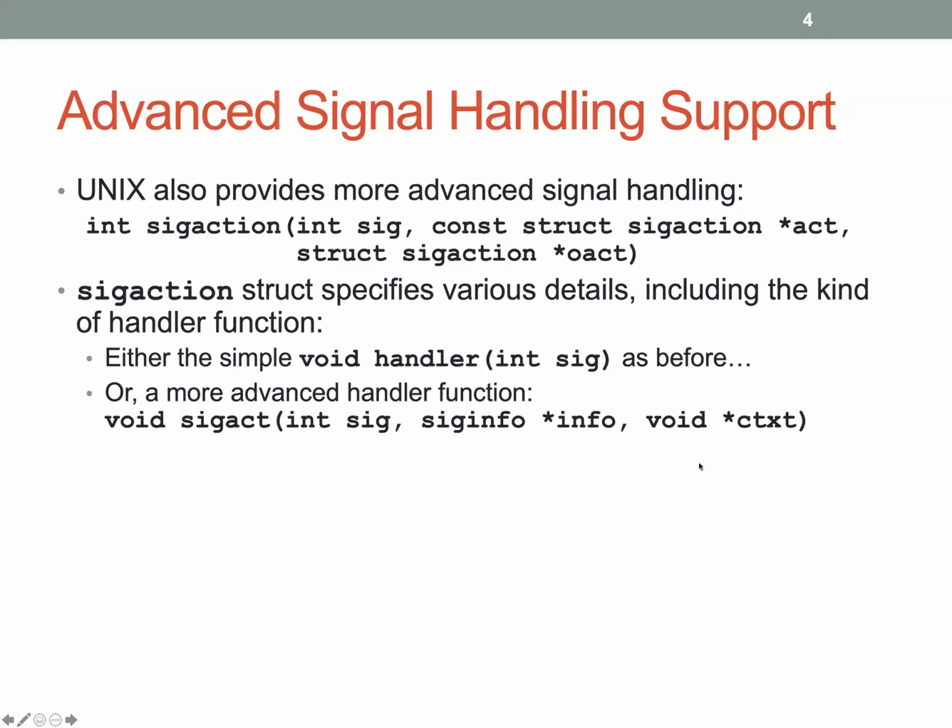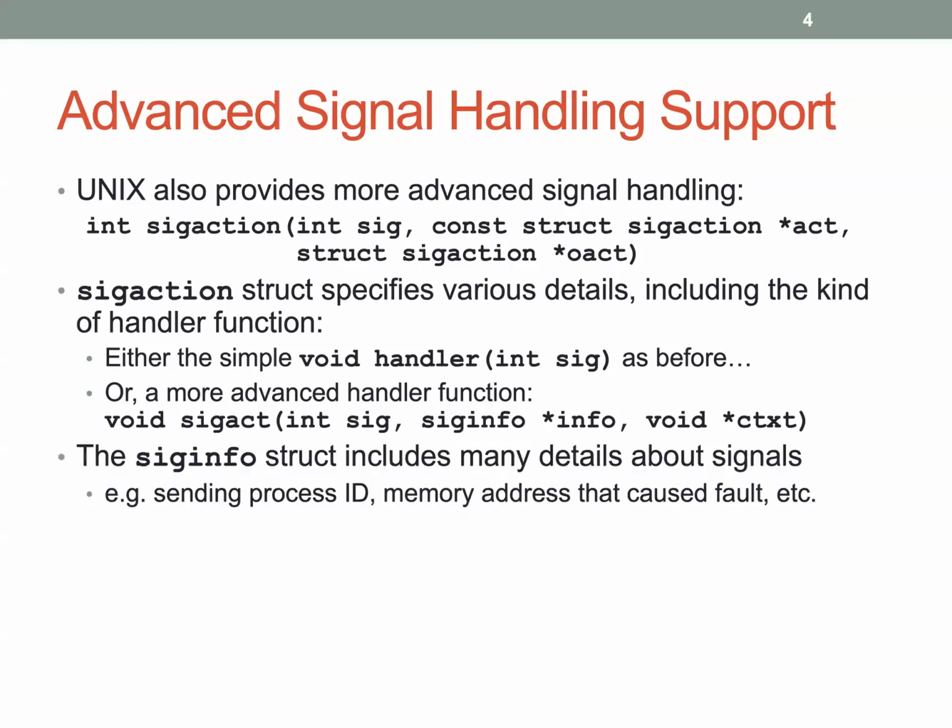So if you see a void star being passed around, it's always about to get exciting. This is the machine context. So this is the register state of the process when the signal occurred. And so this allows you to do some really crazy things through signal handling in your program.